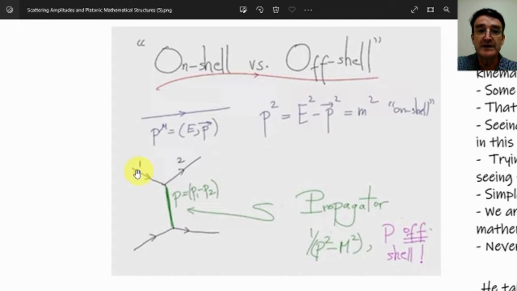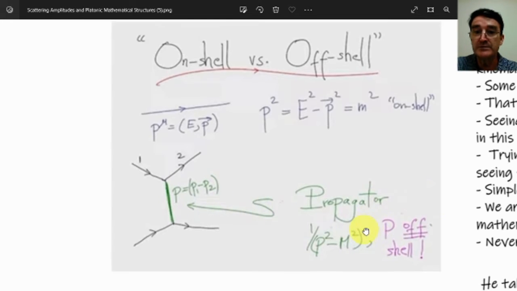So here we have 2-to-2 scattering, 2 particles in, 2 particles out, and we have a propagator in the middle, P, which is given by a subset of the momenta. So in this case, it's P1 minus P2. So this propagator is a virtual particle, and that means it's off shell. So we have the propagator 1 over P squared minus M squared, where this P squared minus M squared is not 0, and that's called a virtual particle.